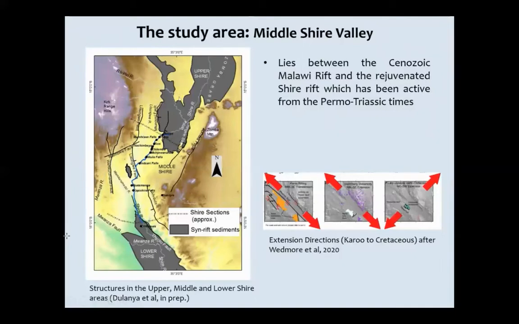So this is our study area. We see the Cenozoic rift sediments shown in dark gray here in the Upper Shire Basin and the same in the Lower Shire Basin, together with the main tectonic structures that control the Upper Shire, the Lower Shire, through the Middle Shire section.